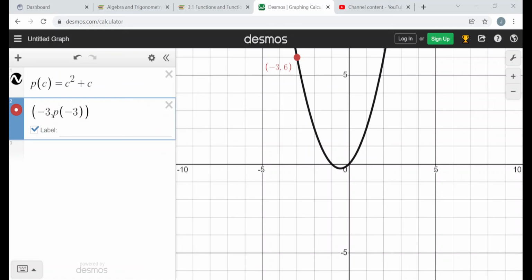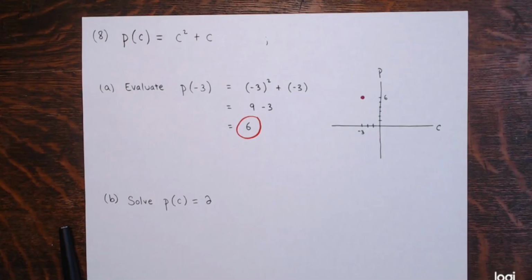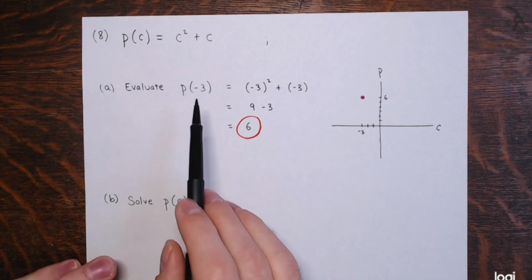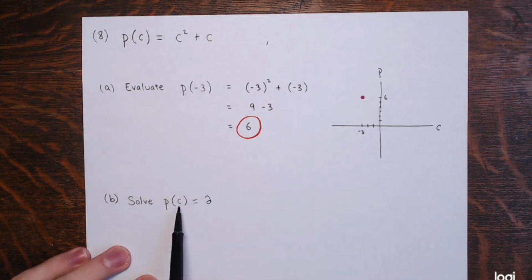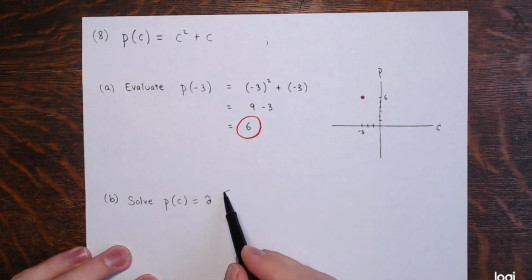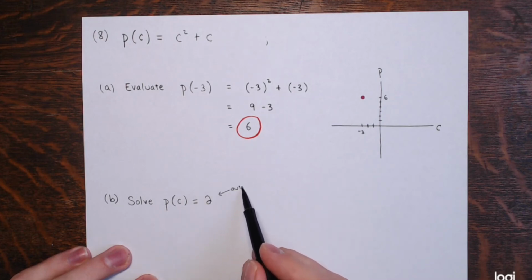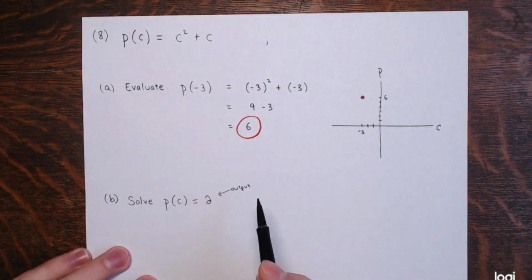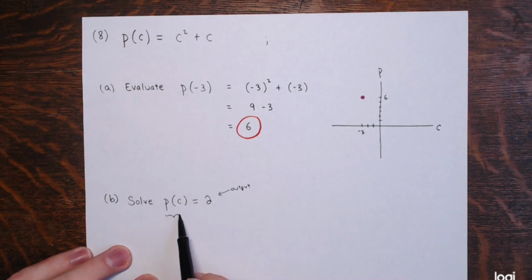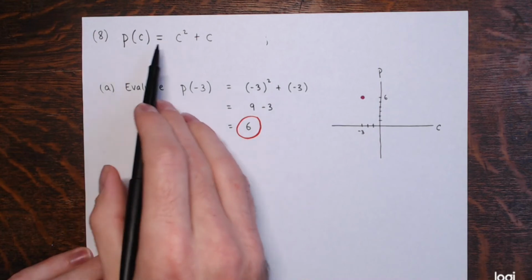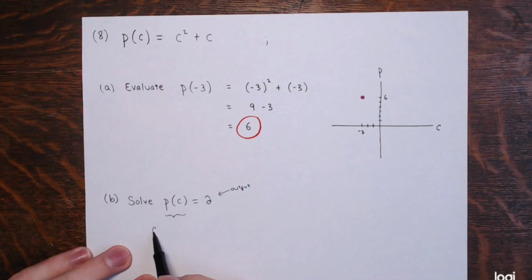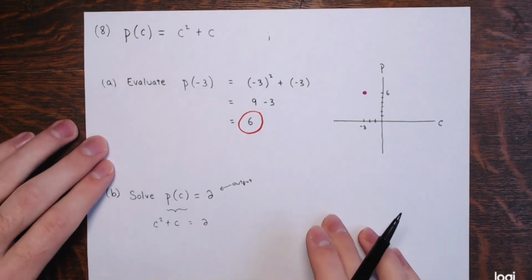All right, now in part B, we're not given the input. We don't know what c is, but we know what p of c is. We know what the output is. So once again, p of c we know is c squared plus c. So this left side of the equation is c squared plus c. The right side is just the number 2. And I'm solving this quadratic equation.